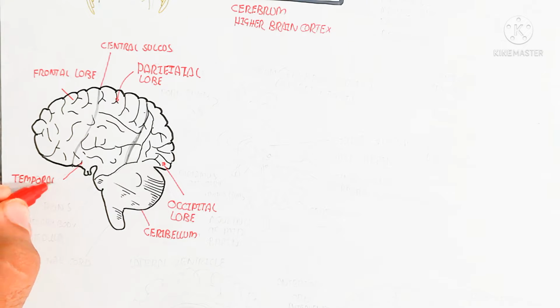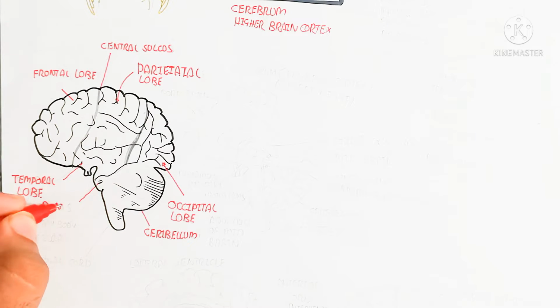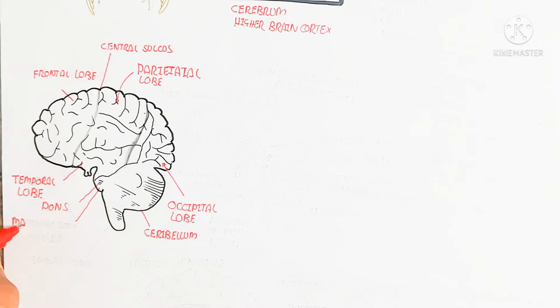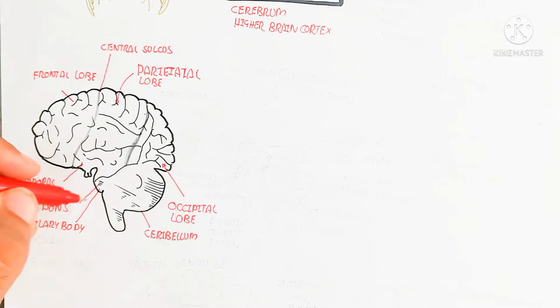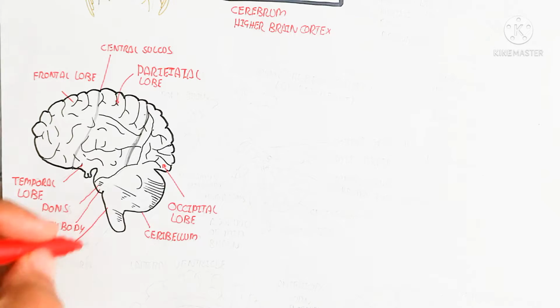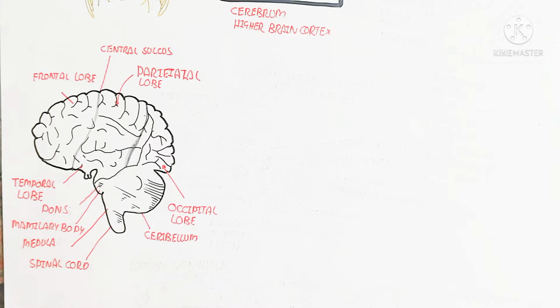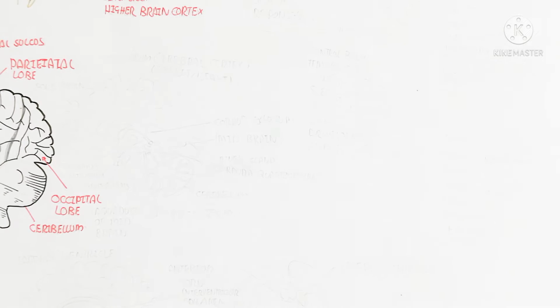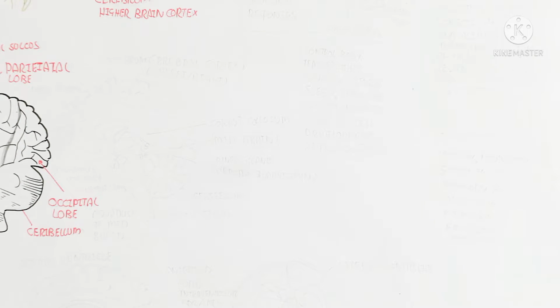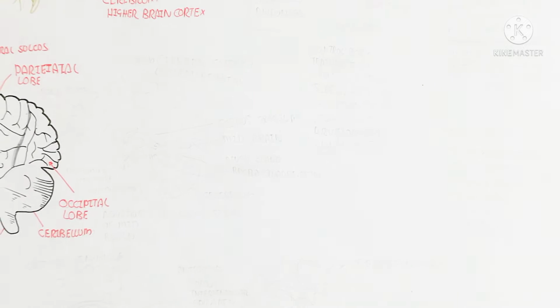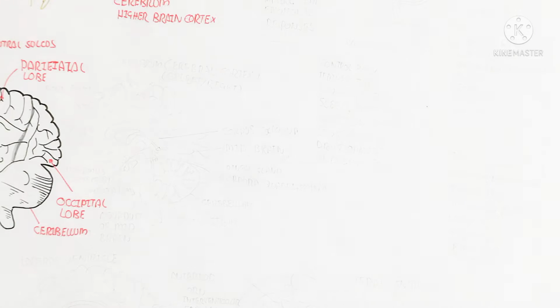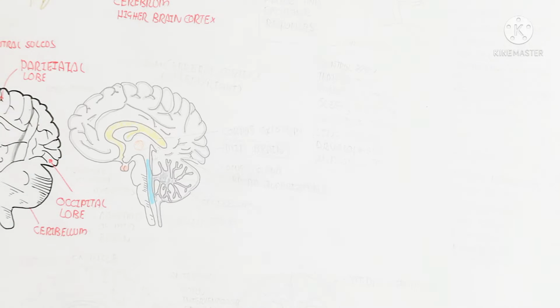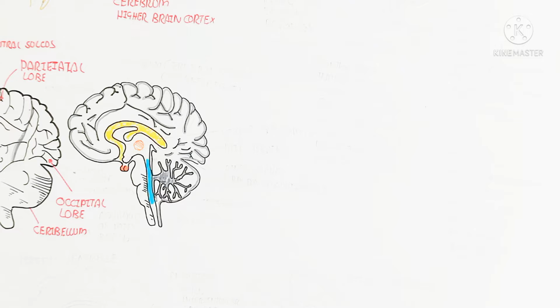This is the differentiation of the different parts of the brain. Here is the cerebellum, and this is the temporal lobe. So the temporal lobe, frontal lobe, parietal lobe, and occipital lobe are the four main lobes shown in the figure. The spinal cord, mammillary body, medulla and pons are also parts of the brain. We will discuss them here.